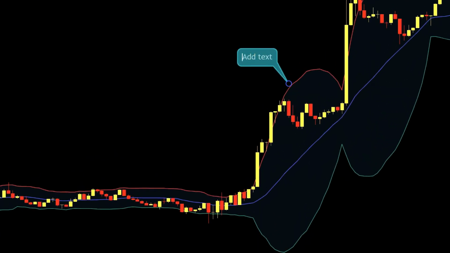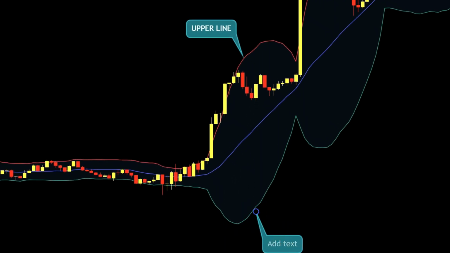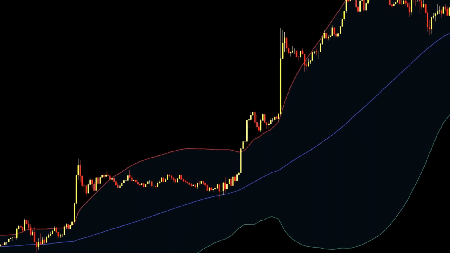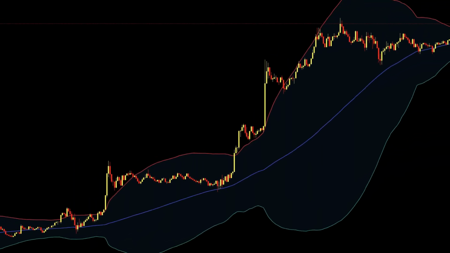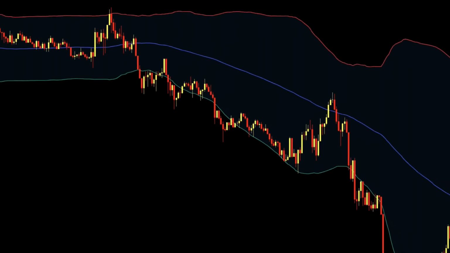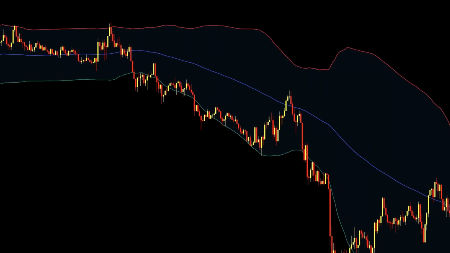Alright, so you've got the Bollinger Bands on your chart, and you know they're super flexible. But what do they actually do? Think of them like a rubber band around the price of whatever you're trading. See these three lines? The midline is basically an average price over a certain period. It's kind of like the trend's heartbeat. When prices are generally going up, this line usually points up. If prices are falling, it usually points down. Simple, right?